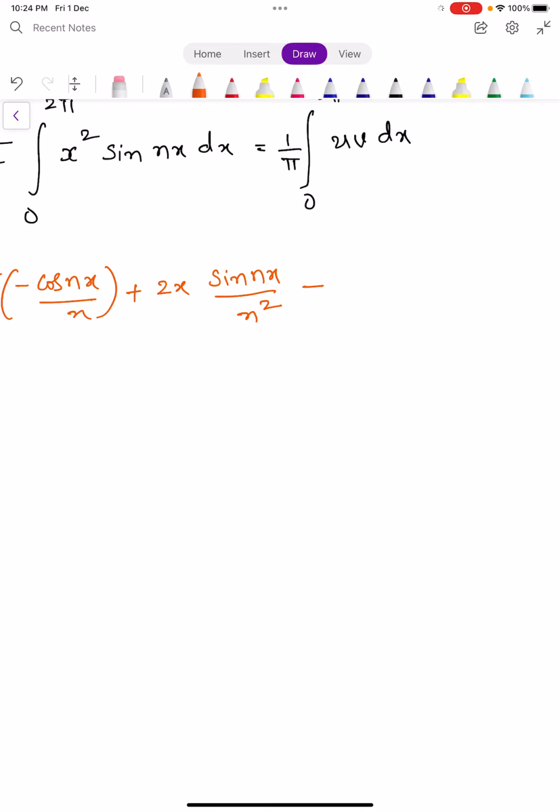Minus 2 into the integral of cos nx. You simply get minus cos nx plus 2 sin nx. Again you are integrating, you get cos nx divided by n cube, with limits from 0 to 2 pi.